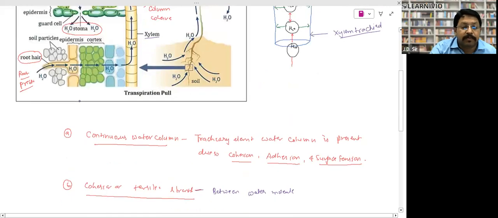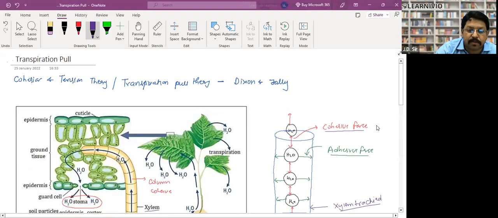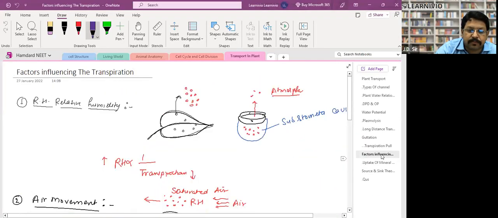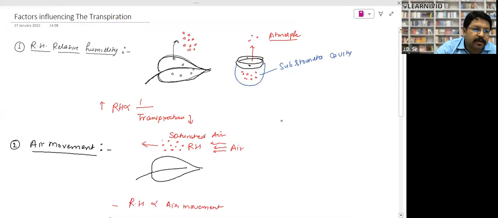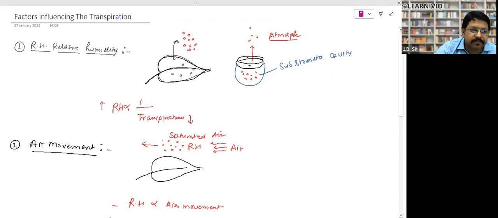And the next thing, who gave the transpiration pull theory or cohesion tension theory? Dixon and Joly, right? Yes, sir. Factors influencing the transpiration, right? What are the factors which influence the transpiration?